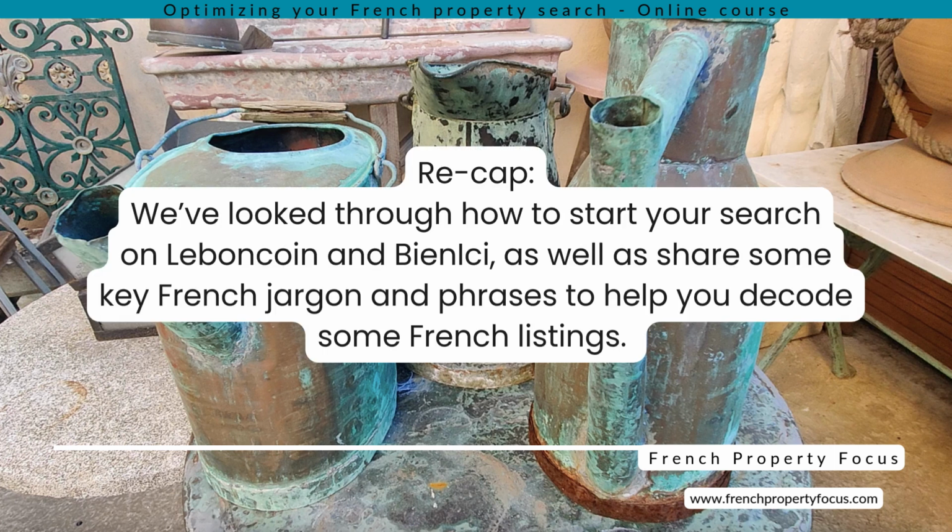Okay, so to recap, we've looked through Le Bon Coin and Bien Ici and told you how to start your searches there and the basic functionality of those sites. We've shared some key French jargon and phrases in the course material to help you decode some French listings. So the best thing to do is to go and play around with them, start looking at listings, start doing searches, and you'll get more and more comfortable, and you'll be surprised at some of the jargon that you'll pick up on seeing it, and you won't have to keep referring back to this course material.